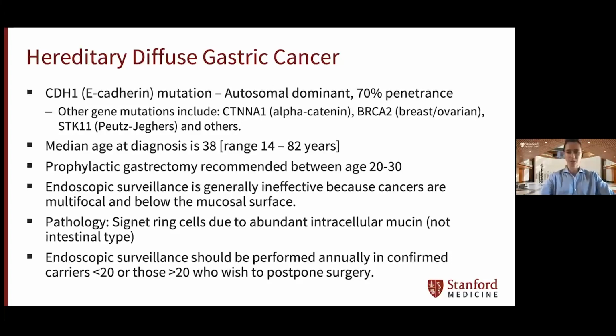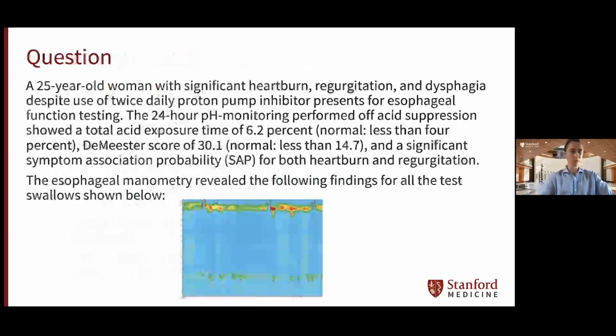Moving forward, the next question is a 25-year-old woman with significant heartburn, regurgitation, and dysphagia despite use of twice daily proton pump inhibitors presents for esophageal function testing. The 24-hour pH monitoring performed off acid suppression showed a total acid exposure time of 6.2%, and the normal is less than 4%, so this is mildly elevated. A Demeester score of 30, and here the normal range is less than 14, and a significant symptom association probability, or SAP, for both the heartburn and the regurgitation events.